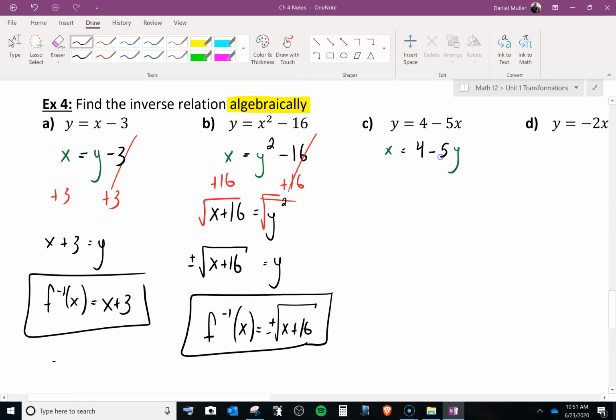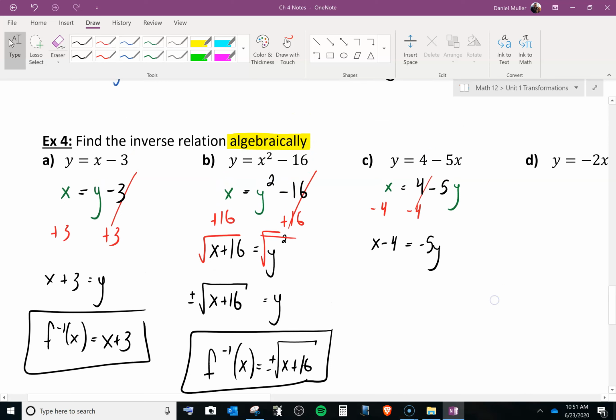4 minus 5y. So I need to get rid of this 4 first. I can subtract it over. X minus 4 equals negative 5y. If you ever wonder how I solve these things, in case you've forgotten, this is BEDMAS, and you work backwards. So I can see this was a positive 4, that is a plus 4. You don't see the plus, it's a positive 4. And so I need to get rid of that plus 4, this addition, by subtraction.